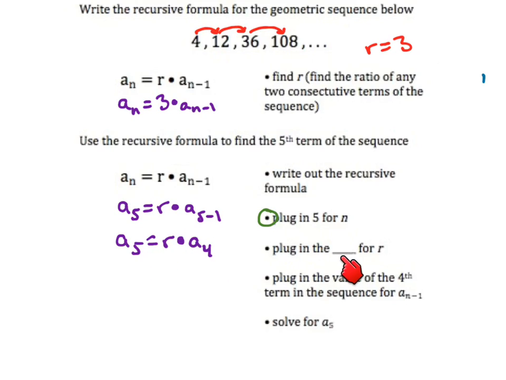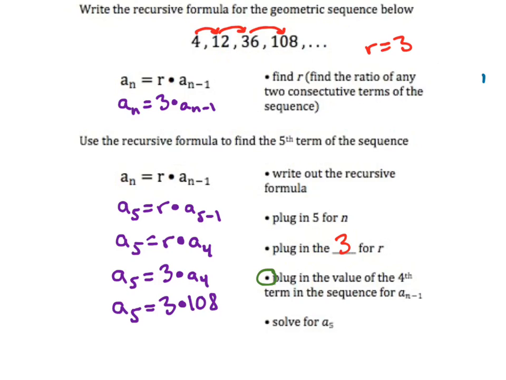Okay, and now we're going to plug in what for R? We're going to plug in 3 because that's what we figured out by looking at the sequence. R has to be 3. So A sub 5 equals 3 times A sub 4. And next we're going to plug in the value of the fourth term in the sequence. What's the fourth term? 108. So A sub 5 equals 3 times 108. And now we can solve for A sub 5, the fifth term in the sequence.